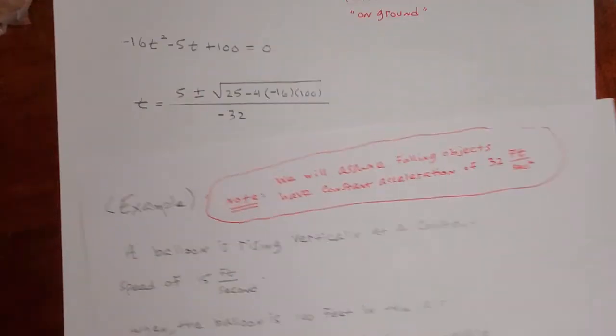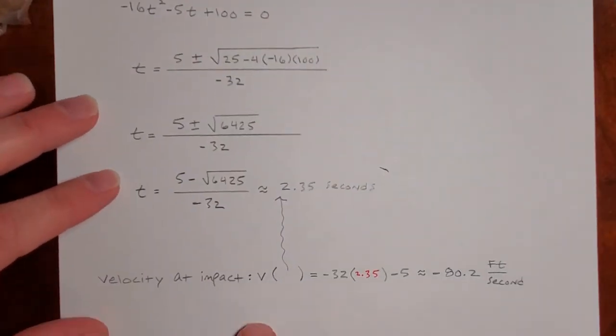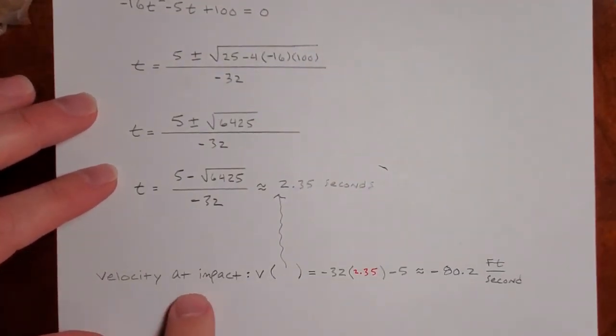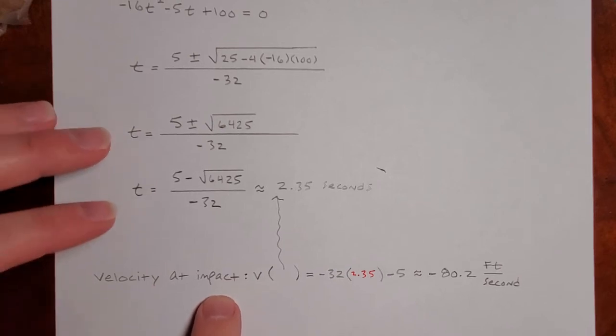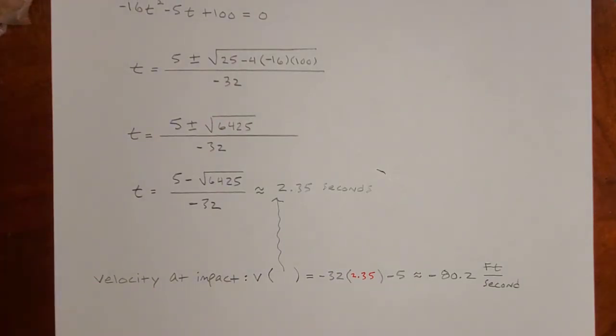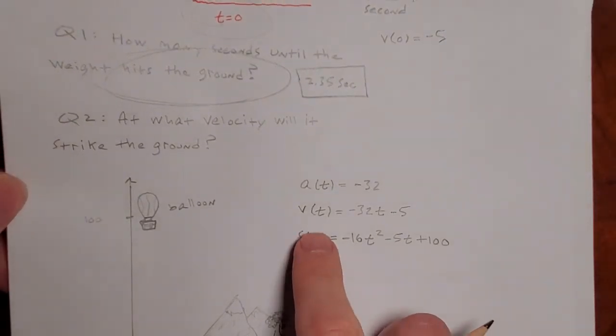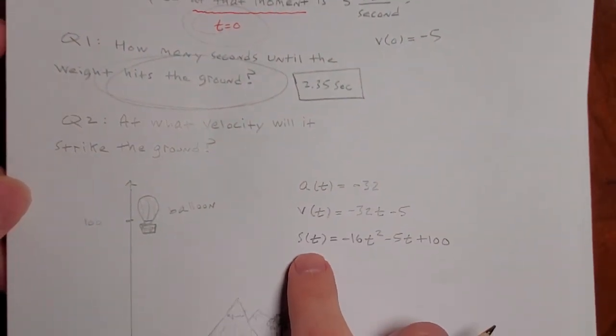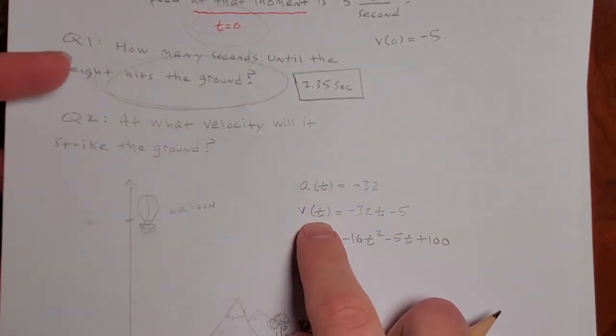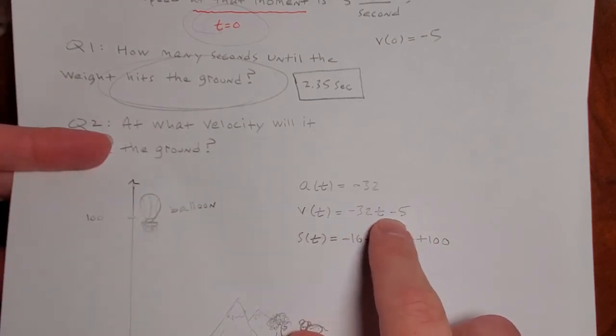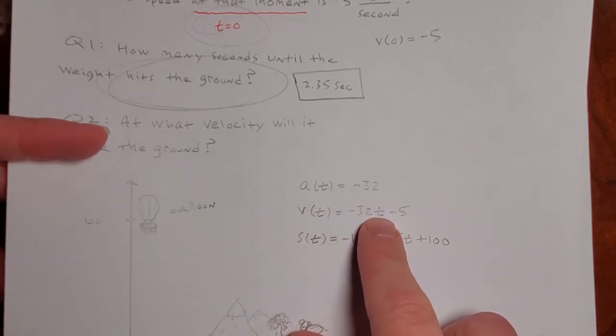Okay, all right. So, and then what's that second question? What's the velocity when it hits the ground? Well, remember, I've got an equation for position, velocity, and acceleration. You tell me the time, and this tells you the velocity. Just put the time in that you want to know the velocity at, okay?